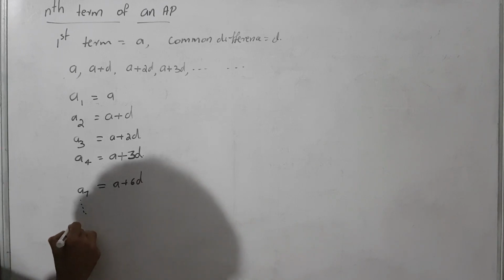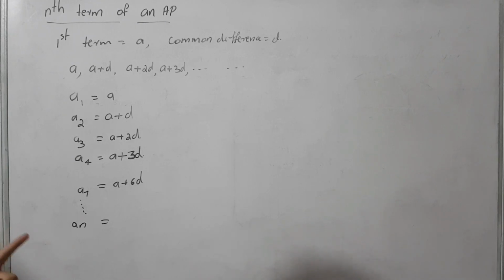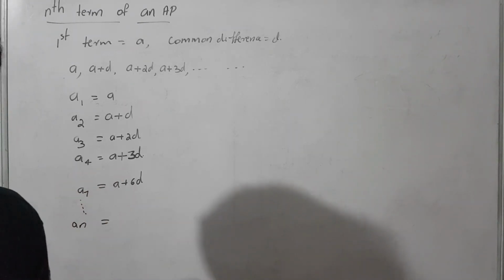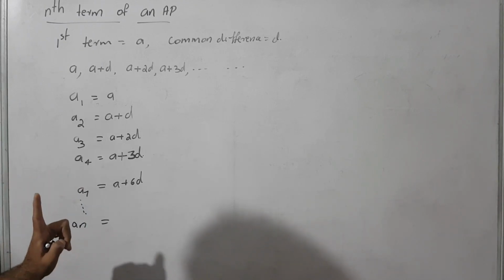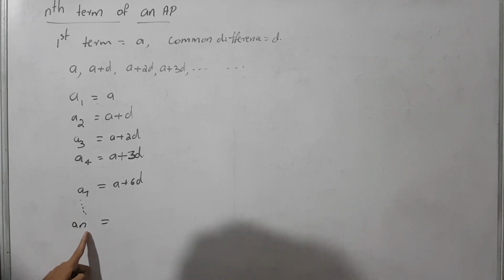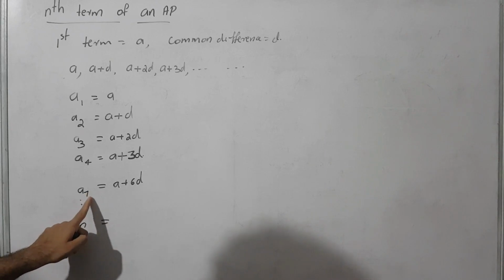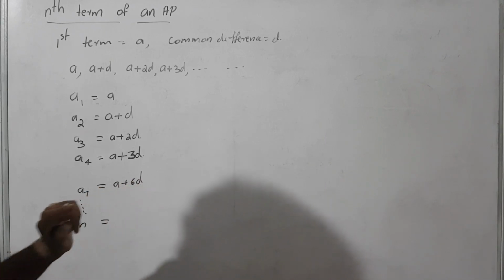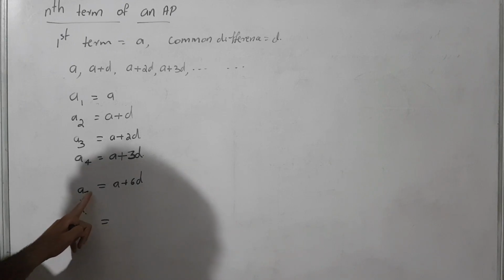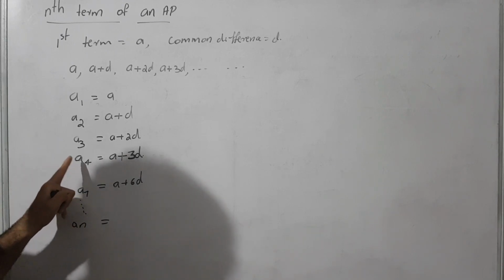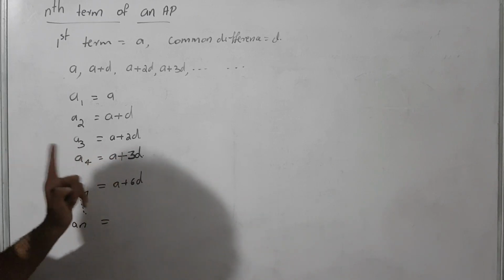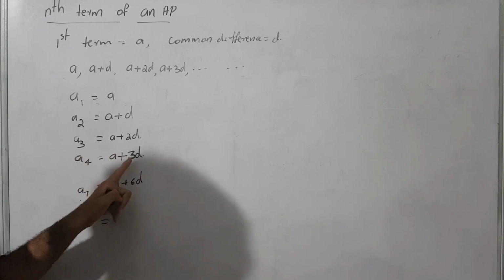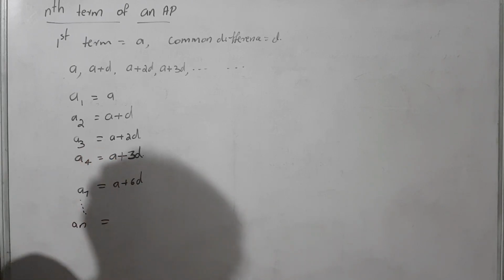How do we write the nth term AN? Now it is very clear, we need to add the common difference. How many times? Yes, we just subtract 1 from n. For the seventh term, we add D 6 times. What is 6? That is 7 minus 1. If we find the fourth term, we add the common difference 3 times to the first term. What is 3? 3 is 4 minus 1.